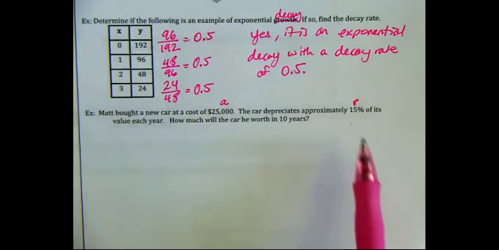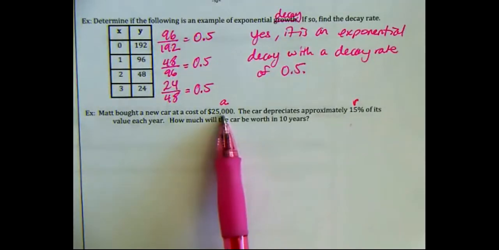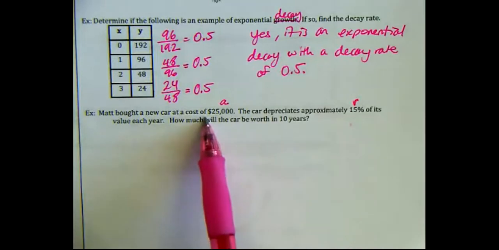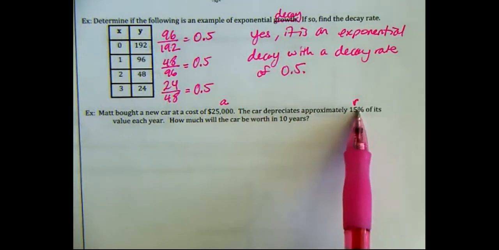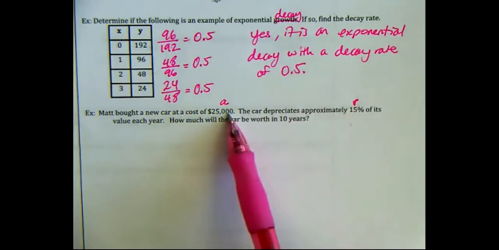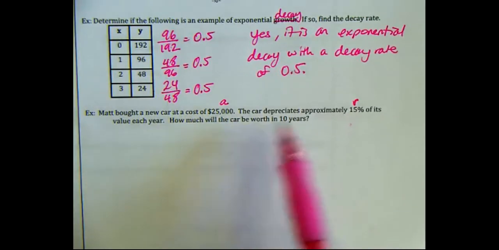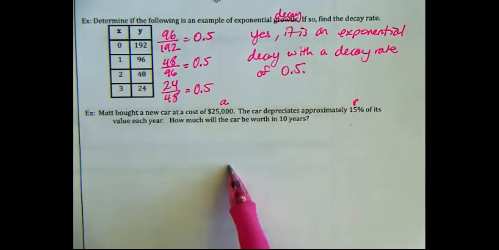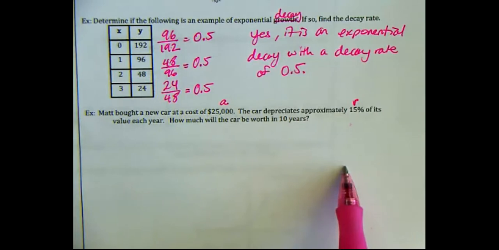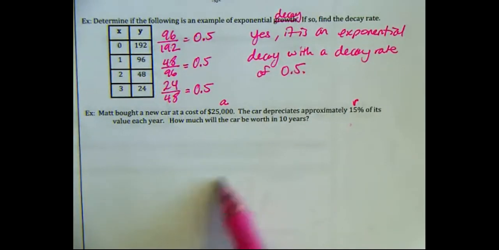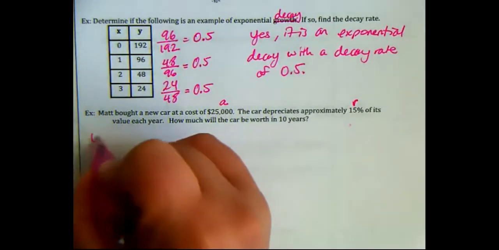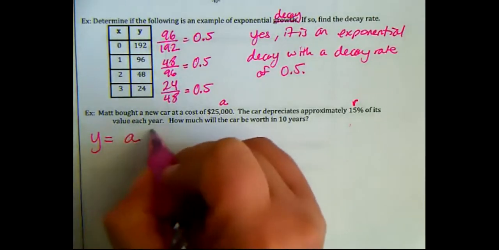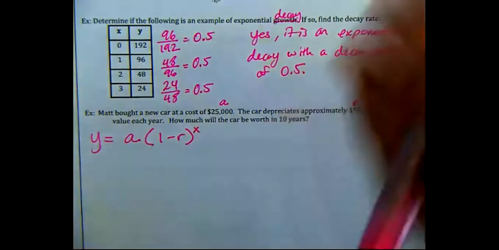You could take 15% of 25,000 and then subtract it from that and then do the same process 10 times. So multiply 25,000 times 15%, figure out how much that is, and then subtract it from 25,000. And then that next number, you can multiply it by 15%, figure out how much that is, and then subtract it from that number, and repeat. Or you can write a decay equation. So our decay equation is y is equal to a times 1 minus r to the x power.